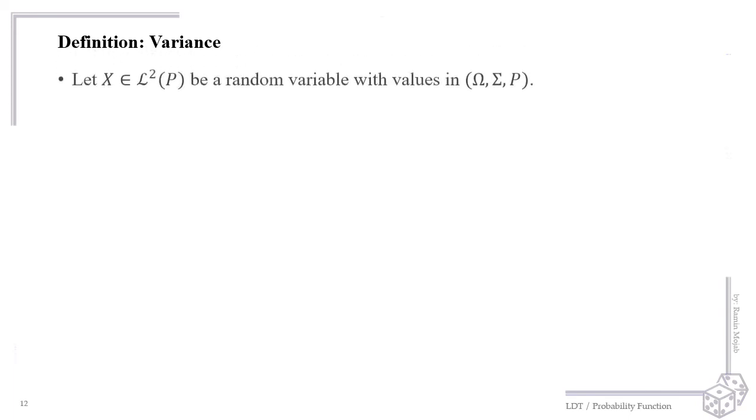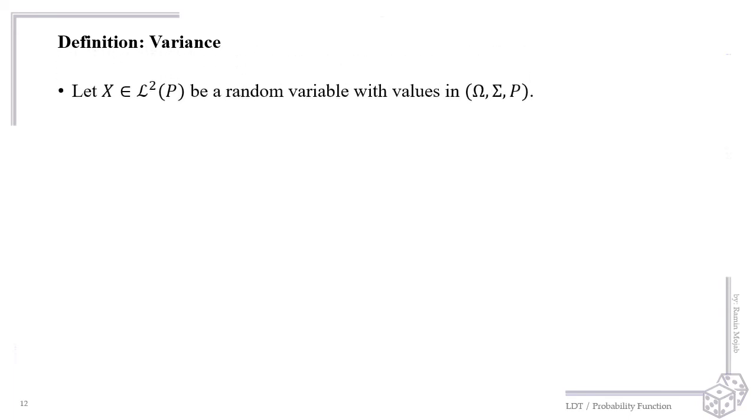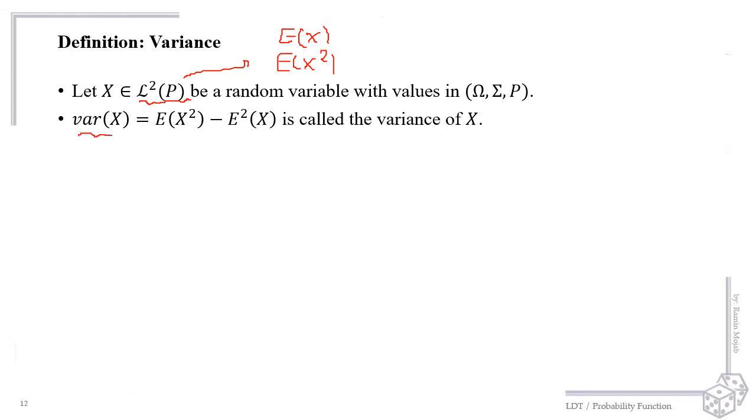We can define the concept of the variance of a random variable. Let X be a random variable which is P-squared integrable. This means that E of X is defined and E of X squared is also defined. The variance of X is the expected value of X squared minus the expected value squared of X.